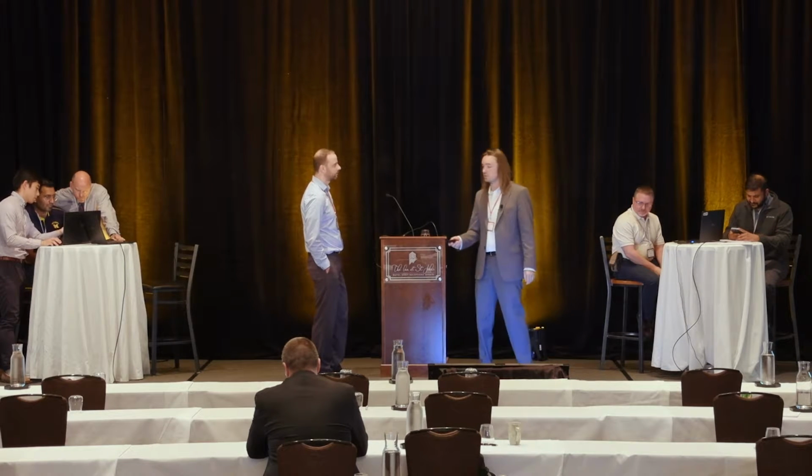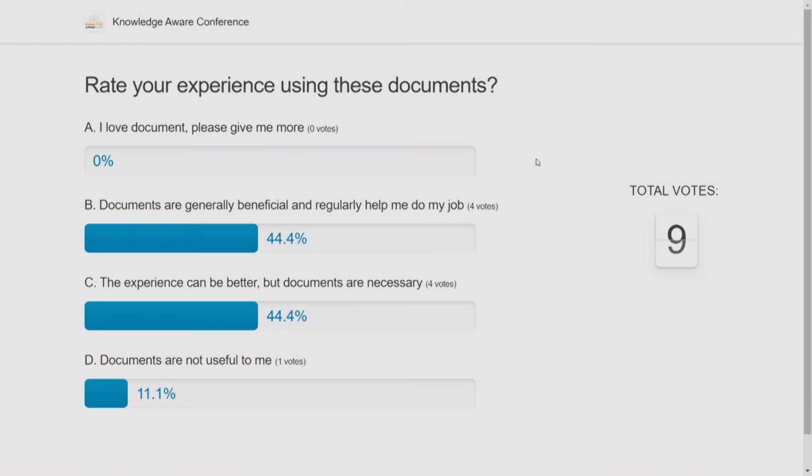This one is multiple choice. The second polling question is going to be, how effective do you think that process is? What's your experience with using documents? We expect these answers to kind of come in the middle.